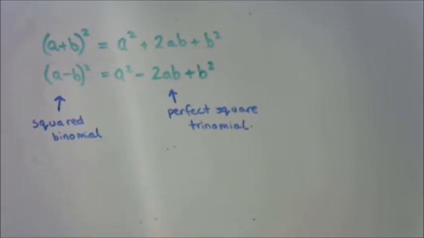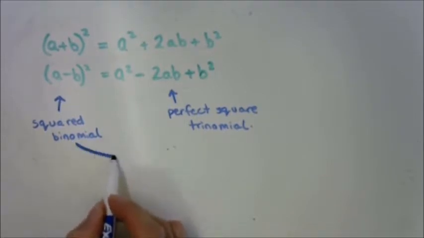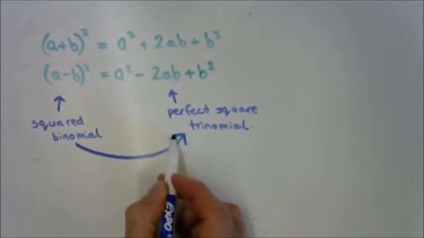The resulting products are called what? When you take a squared binomial, what's the resulting product? Perfect square trinomial. Go ahead and write it in the blank.